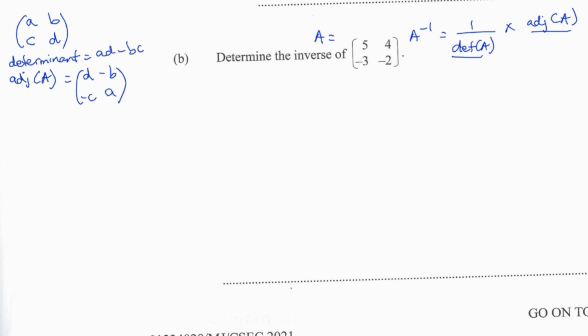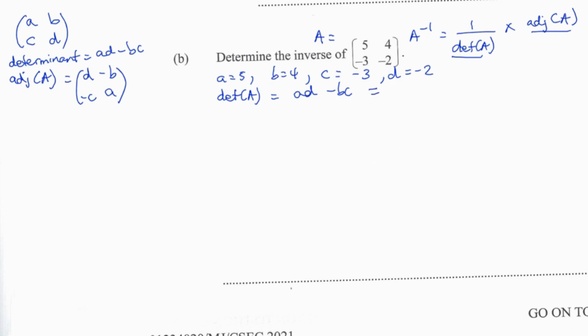So let's go back to the problem that we have here. So what is A? In this case, A is equal to 5, B is equal to 4, because you always write the information that we're given before you try to work out anything. C in this case is minus 3, and D is equal to minus 2. So let's first find the determinant. So the determinant of A here is equal to AD minus BC.